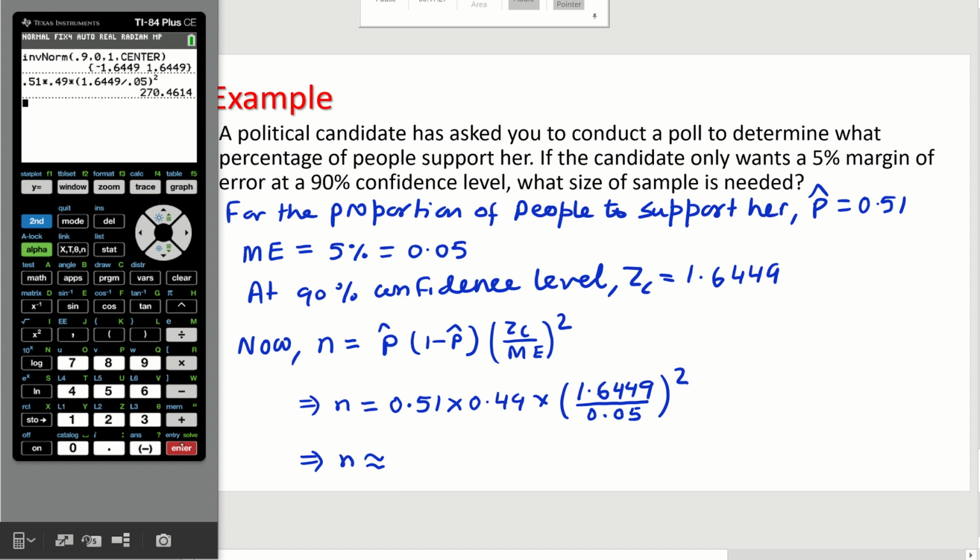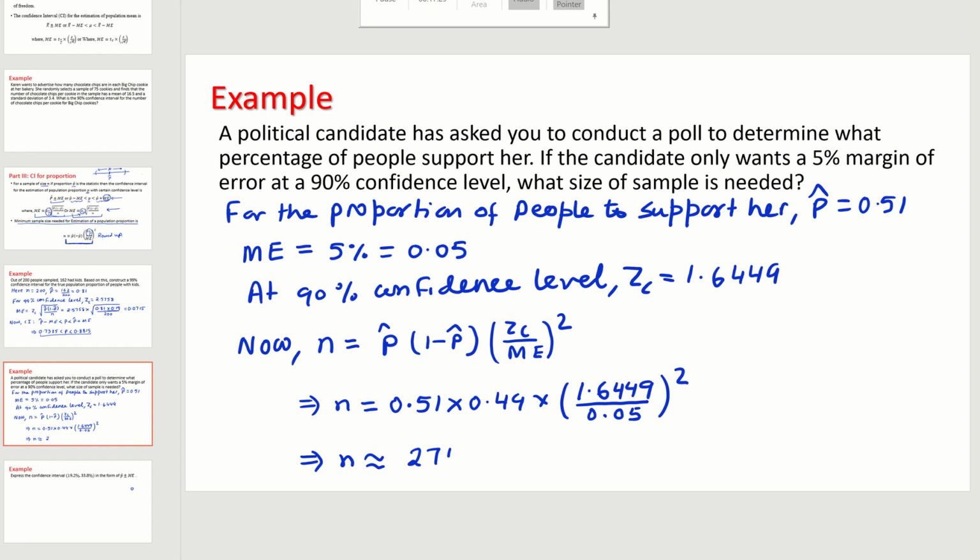So this is 271. So in order to conduct a survey to see whether the politician is being supported or not, with 5% margin of error, we need a sample size of 271 people. So we have to ask at least 271 people. Okay, that is example 2.